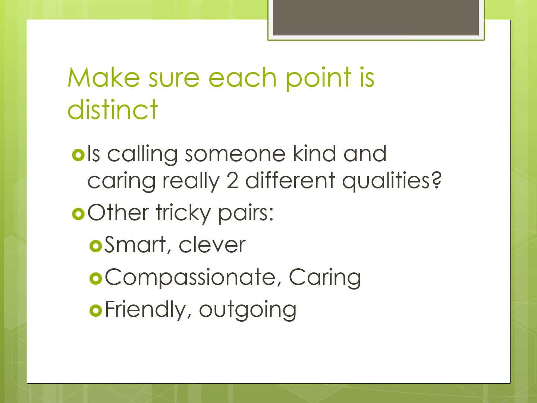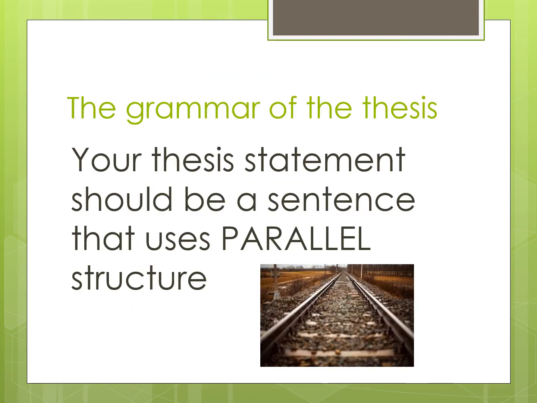Okay, so the other trick about these 3 points is that they have to be distinct from one another. You can't say that someone is smart and clever. Those are synonyms, as are compassionate and caring. Your 2 paragraphs will just be a repetition. Even if you come up with new points to make, they really aren't different from one another. Friendly and outgoing are also 2 statements that seem very close and hard to defend individually.